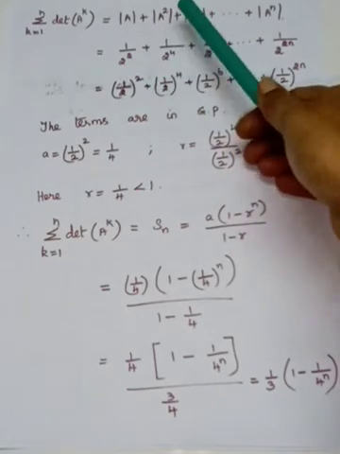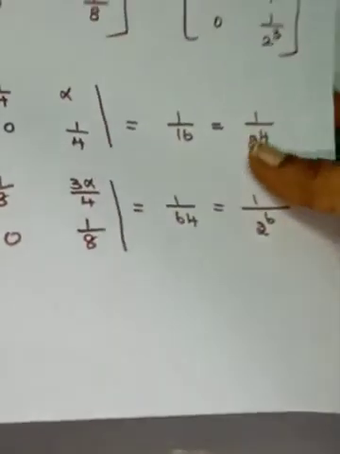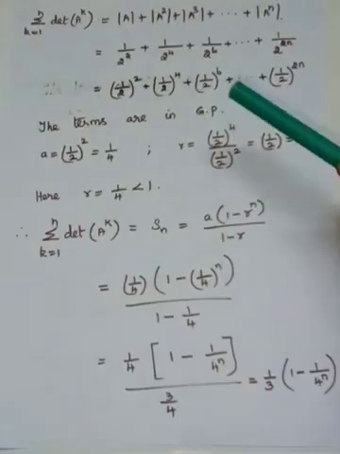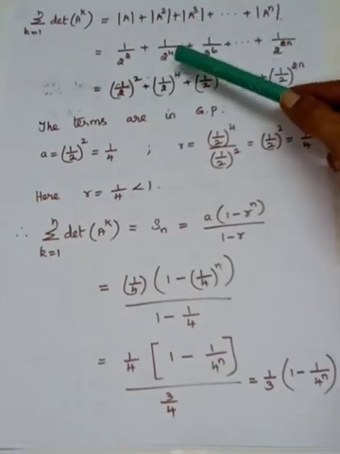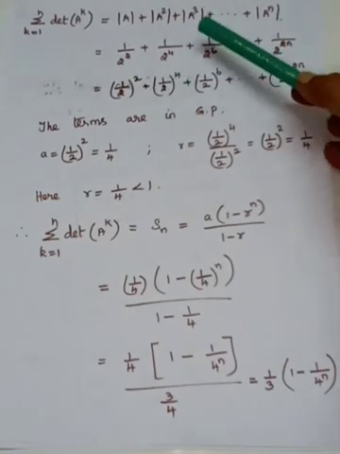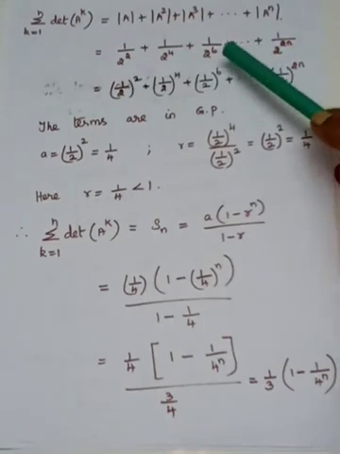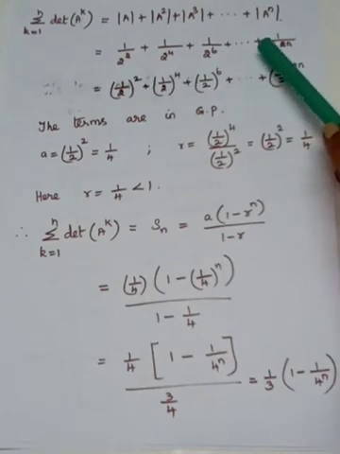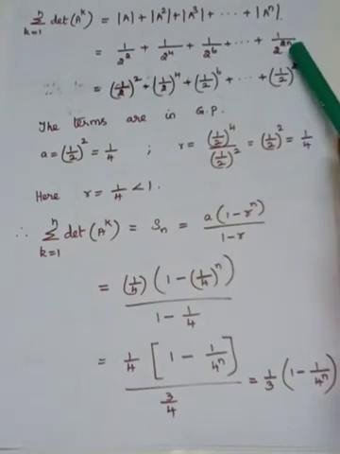You see that determinant a squared is what? Here it is written determinant a squared. So determinant a squared is 1 by 2 power 4. Determinant a cube is 1 by 2 power 6. So see now, here 2 means here you will have 4. Cube means here you will have 6. So next one, determinant a power 4 is 1 by 2 power 8, plus etc. In the same way, determinant a power n is 1 by 2 power 2n.